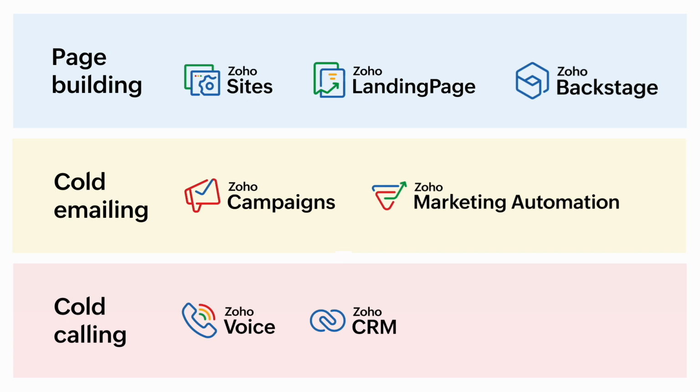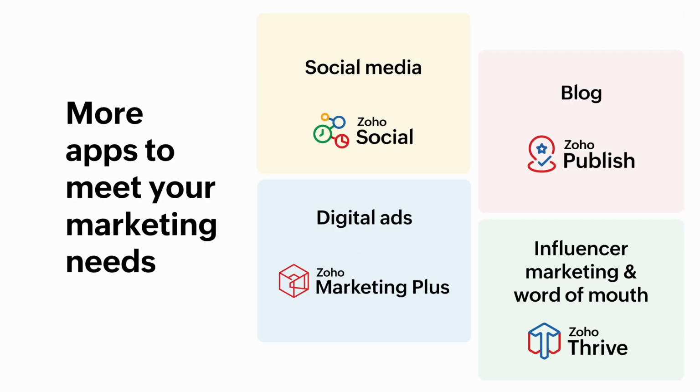If I want to email someone, I can use Campaigns or Marketing Automation. If I want to cold call, I can use Voice or CRM. If I'm doing social media marketing, I use Zoho Social, digital ads, Marketing Plus. You guys can see the picture here that I'm painting.